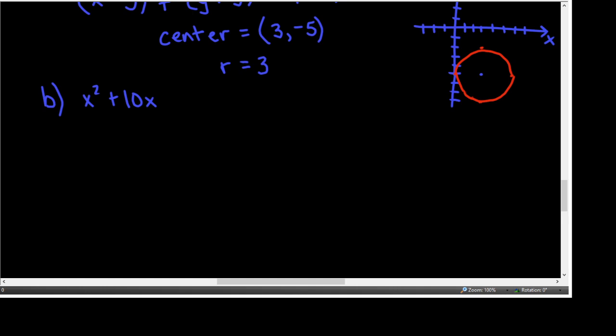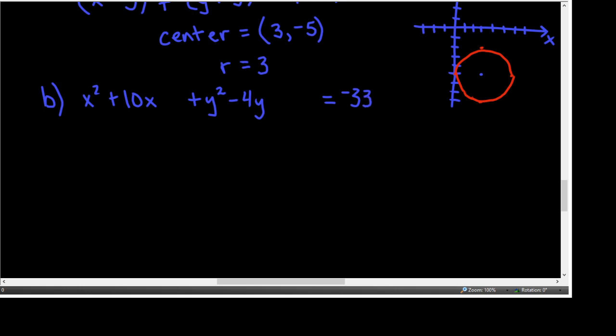So leave a blank space here so that you can have the place to put the number that completes the square. Then got all the x's together. These are all the y's together. And that constant I'll move to the other side of the equal sign.